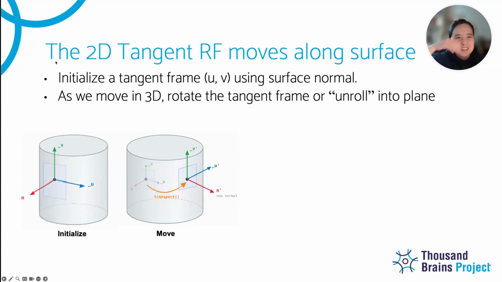Completely switching topics, just to touch briefly on how the 2D reference frame was learned. Okay, so forget about edges. We're done with that discussion for now. The 2D reference frame is an interesting reference frame in the sense that it's a moving reference frame. It moves along the surface of the object that we're observing. So when we first look at an object at a certain point, like this black point here, we can construct a tangent plane based on the surface normal.